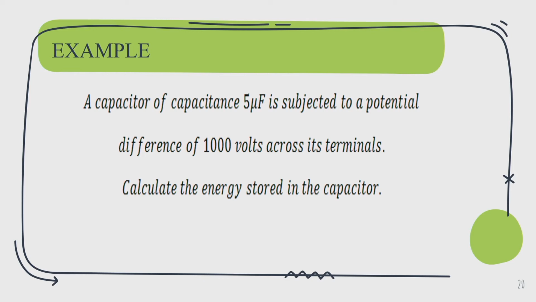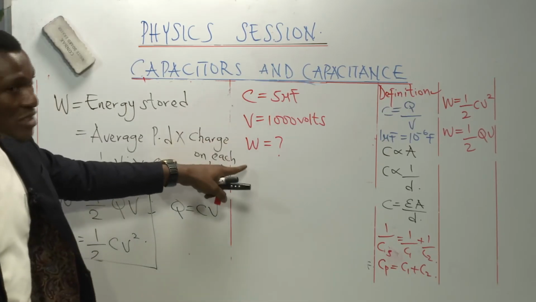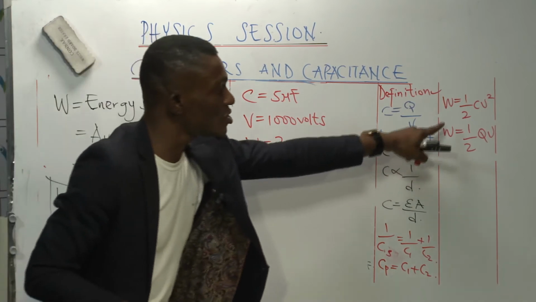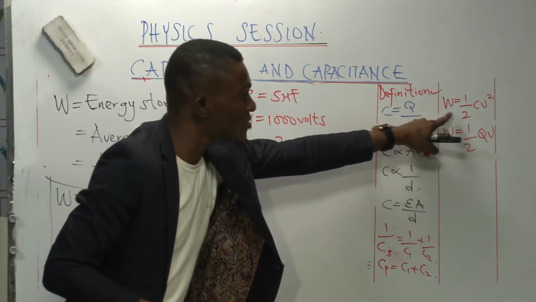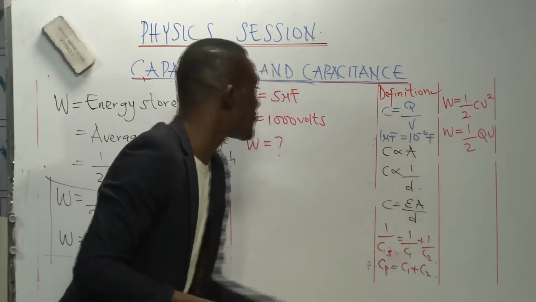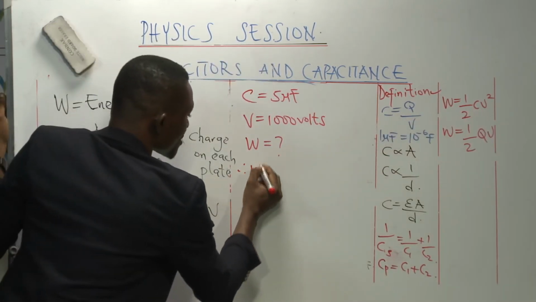1000 volts across its terminals. Calculate the energy stored, W. Very simple. So we've been given C, we have V, we want to calculate W. So we are just going to use this formula here. Don't forget, W is equal to half CV squared because we have capacitance and voltage.